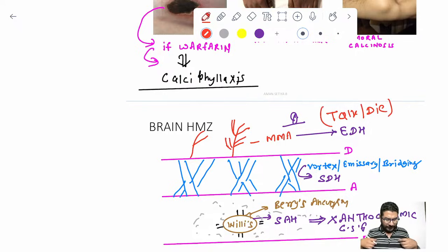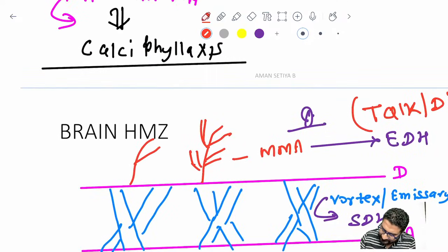What do you call this period? What do we call this period? A period where the patient becomes absolutely normal. He will talk normally, then the next day or maybe the day after he will die. Talk and Die syndrome. Epidural hemorrhage: middle meningeal artery; subdural: vortex vein. Yes, very good, we call this the lucid interval. This interval means the patient becomes absolutely normal. We call this the lucid interval.